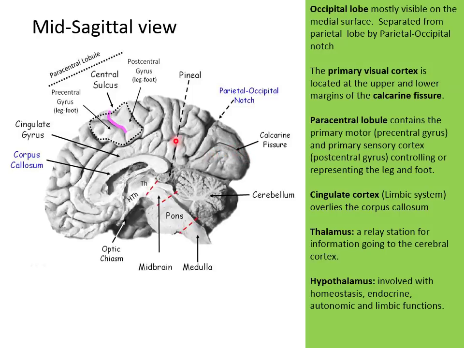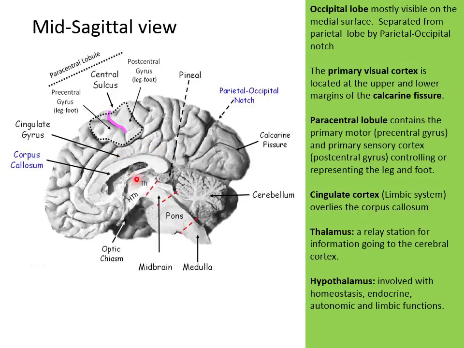And we also see the paracentral lobule, which is the medial extension of the precentral gyrus and the postcentral gyrus. In this case, representing the foot and the leg for sensation and the foot and the leg for movement. We also see the cingulate cortex. This is a portion of the limbic system and is involved in emotion and in pain.